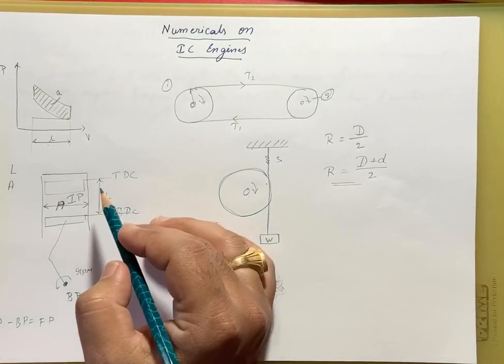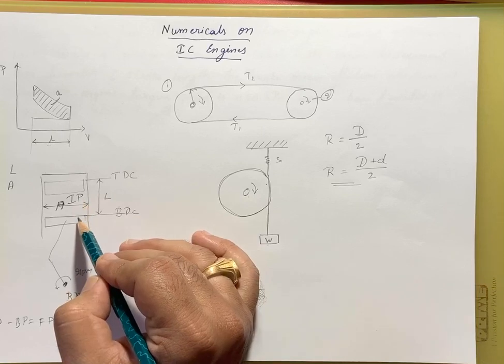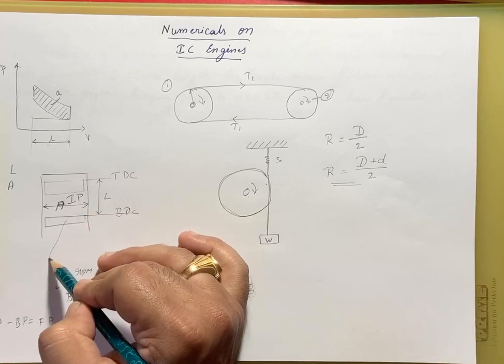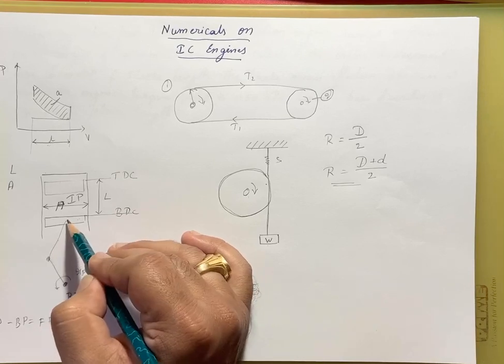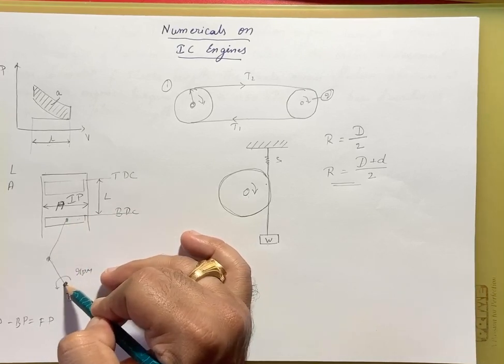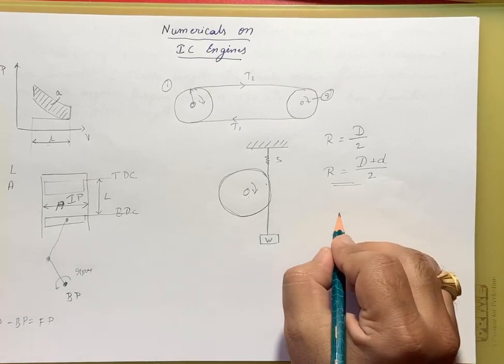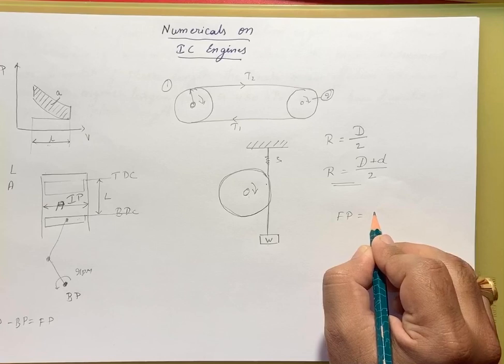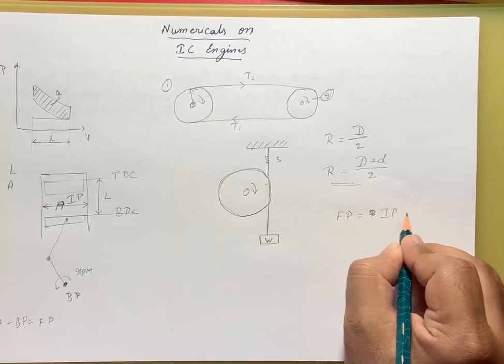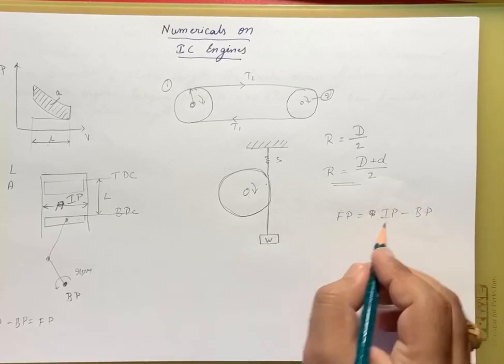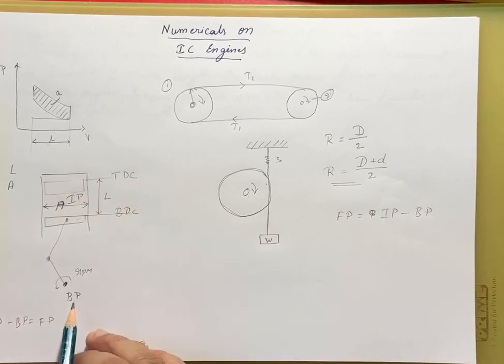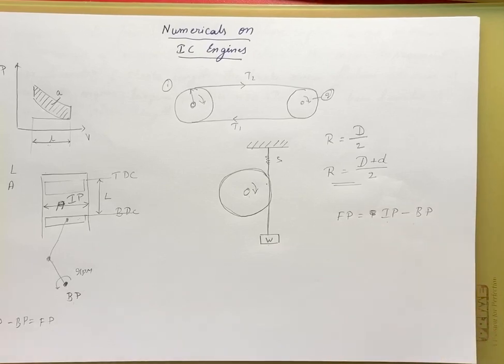Now as I told, due to the friction between the piston, the friction in the moving parts of the connecting rod, and the friction between the moving parts in the crankshaft also, there will be some losses due to the mechanical parts moving in between. Those losses are represented by Fp, the frictional power. It is nothing but Ip minus Bp. Ip here is the indicated power, the power developed inside the engine cylinder, and Bp is the power produced at the crankshaft, right?